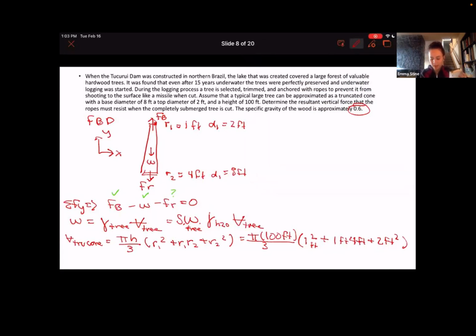Okay. So I'm going to pretend I'm doing that on my calculator. Your volume that's going to come out is volume of the tree equals, what is F_R again? That's force from the ropes. Volume of the tree is 2200 feet cubed. Awesome.